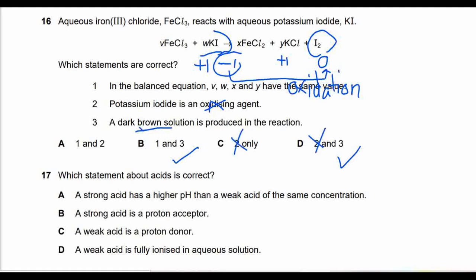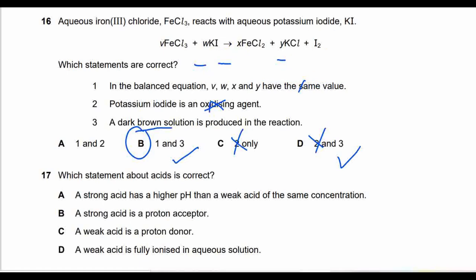Now our option is B, 1 and 3. So why is 1 correct? That is the question. It means they all have the same value. Let's check the value. Fe is 1 on the left, 1 on the right. Cl, there are 3 on the left, and on the right, 2 here plus 1 is 3, so it's balanced. K is 1 on the left and 1 on the right.